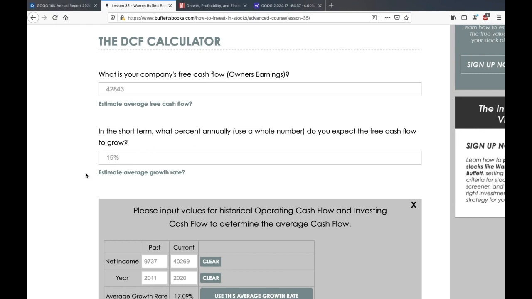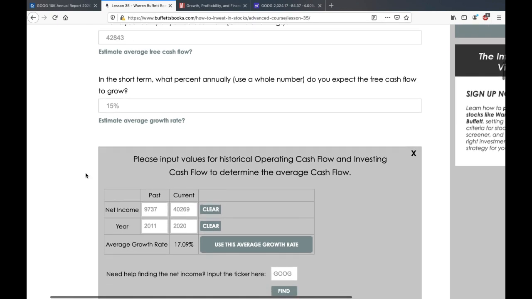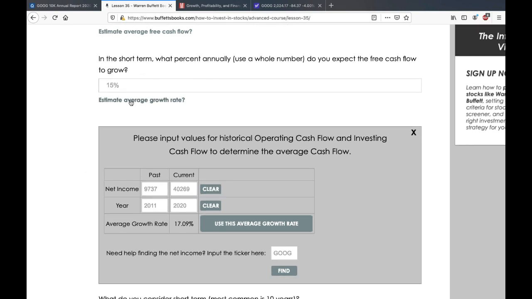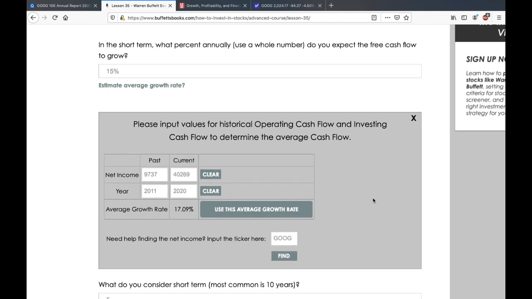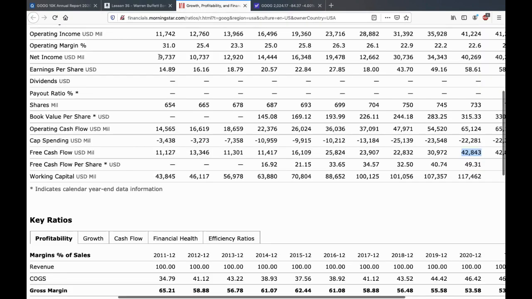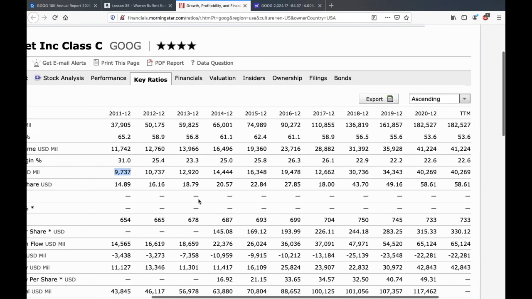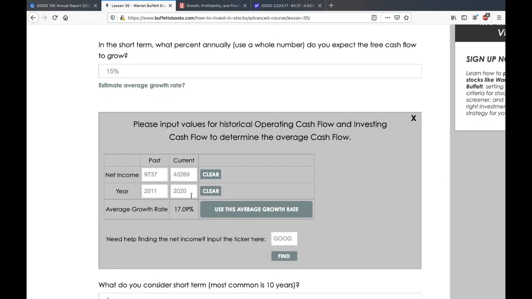Now the next thing is growth rate, and the growth rate that I take is I basically compare what the analysts are thinking, and you can also hit this here, estimate average growth rate, and this will open this thing up here, so you can actually estimate what the growth rate of this company has been in the last 10 years or so. So net income in the past for Google was $9,737 million. It's right here, and this was in 2011, and in 2020 it had grown to $40,269 million, and that's what's here. And then you type in the years, and this gave me an average growth rate for Google of 17% annually.